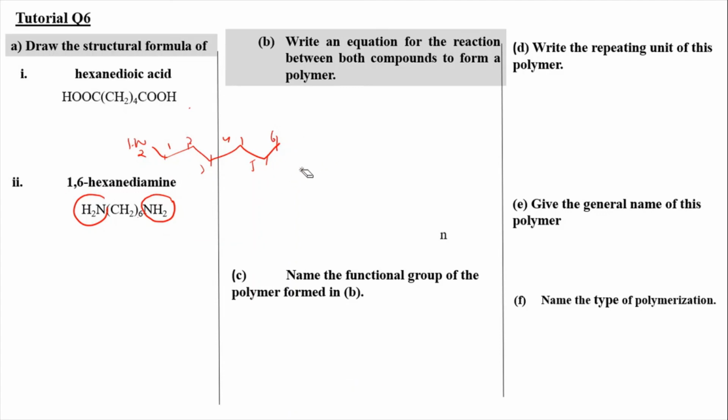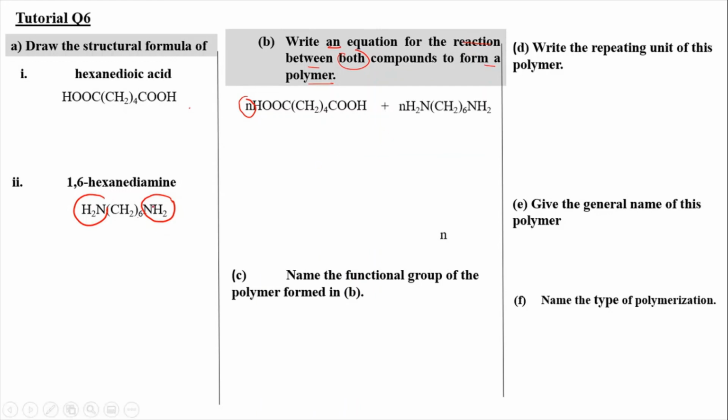Okay, and now for tutorial question 6B, we have to write an equation for the reaction between both compounds to form a polymer. So we're going to react our hexanedioic acid, which is a certain amount, and then we're going to also react our 1,6-hexanediamine, which is a certain amount. Then they're going to react together, in which this will undergo condensation polymerization. Condensation polymerization, as you have learned, is going to eliminate a small molecule.